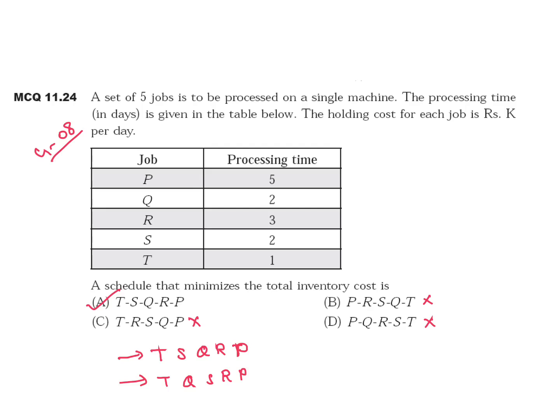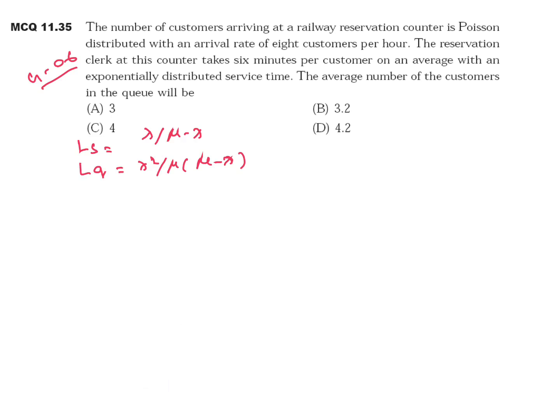The question is, this is a GATE 2006 question. The number of customers arriving at a railway reservation counter is Poisson distributed with an arrival rate of 8 customers per hour. The reservation clerk at this counter takes 6 minutes per customer on average with an exponentially distributed service time. This is also important: Poisson arrival and exponential distribution, these two are very important. The average number of customers in the queue will be how much?